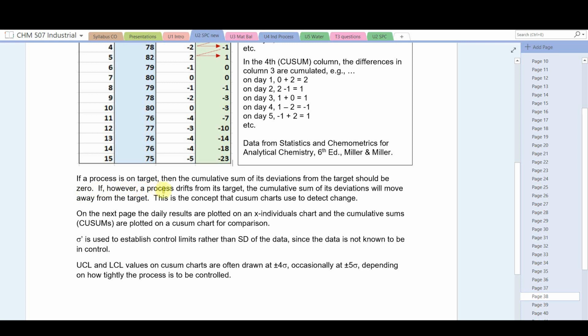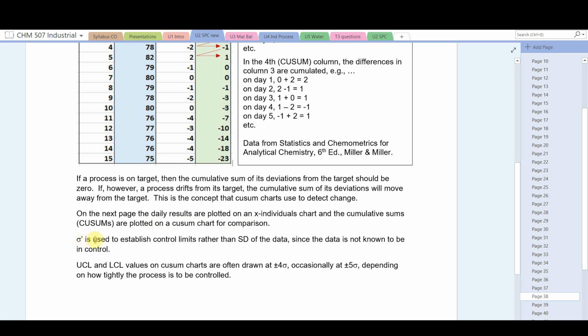If, however, a process drifts from its target, the cumulative sum of the deviations will move away from the target. And this is the concept that Qsum charts use to detect change. On the next page, the daily results are plotted on an X individuals chart, and the cumulative sums, Qsums, are plotted on a Qsum chart for comparison.